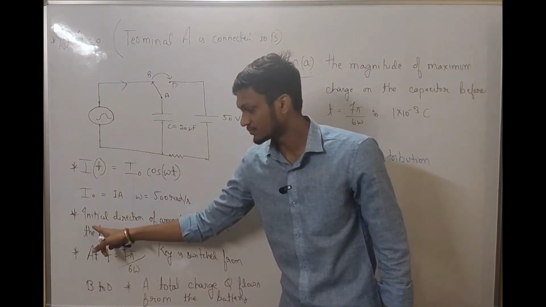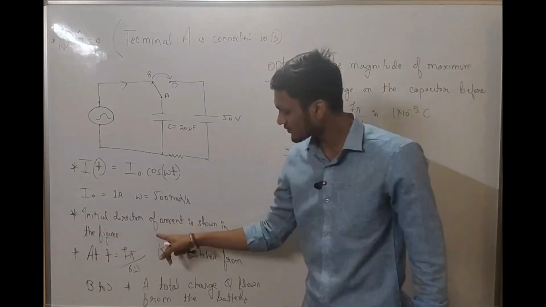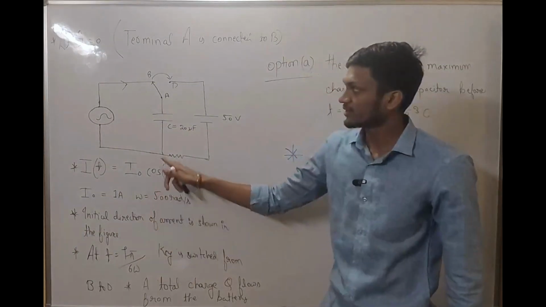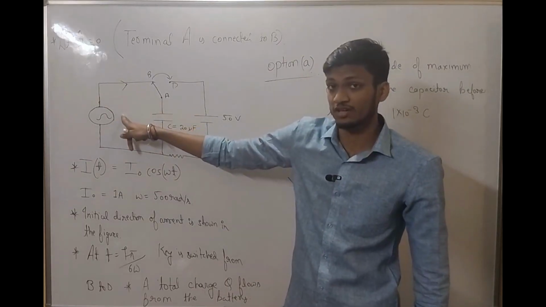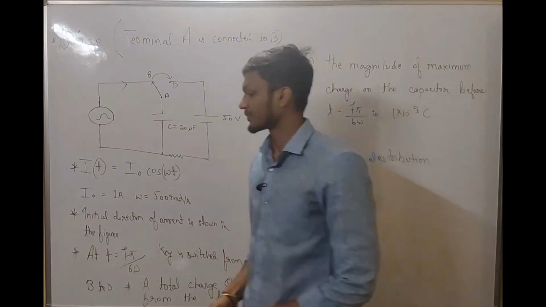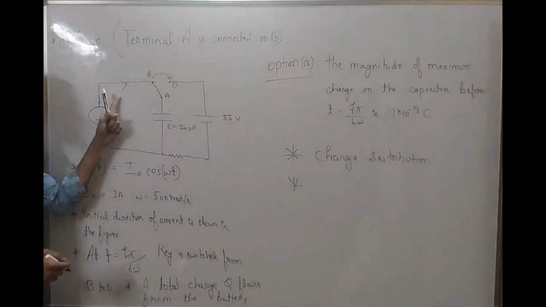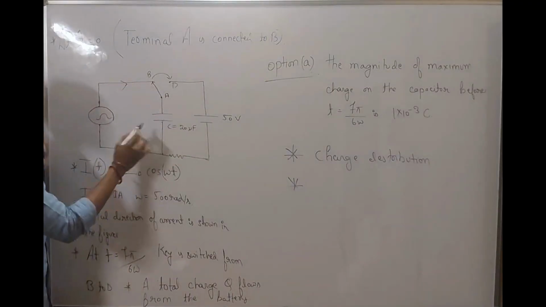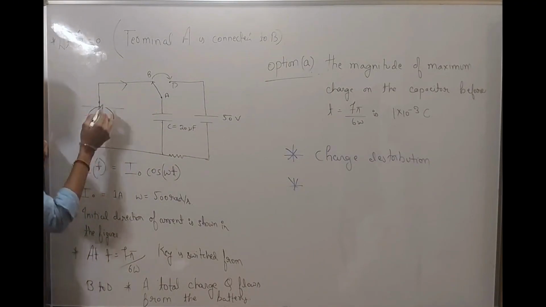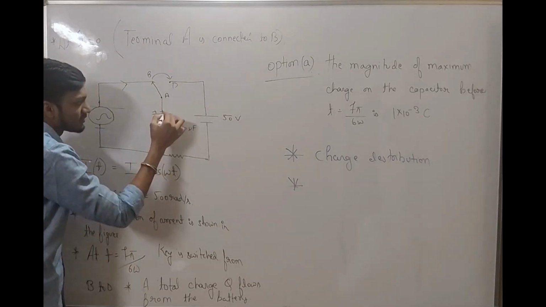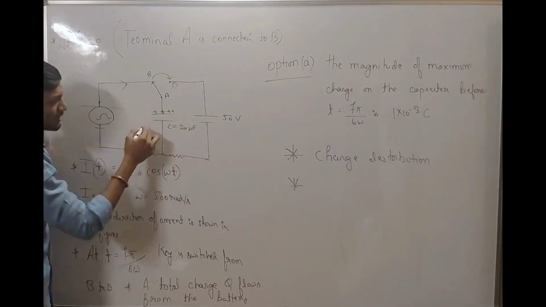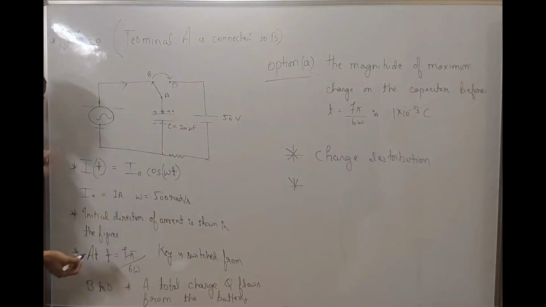Second information that was given to us is that the initial direction of the current is shown in the figure. So the direction that is shown to us is the initial direction of the current. What does this imply? If this is the initial direction of the current, definitely the capacitor is being charged, and the current comes from the positive terminal, that is the higher potential, and goes towards the lower potential, therefore charging the capacitor's upper plate positively and the capacitor's lower plate negatively.